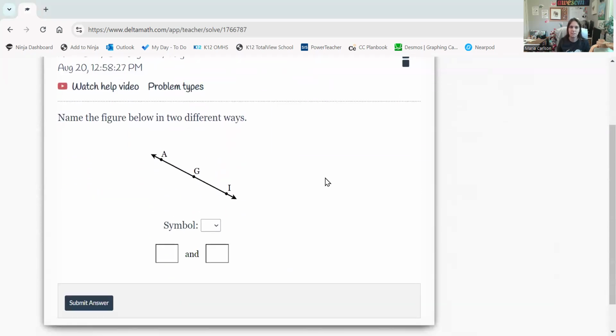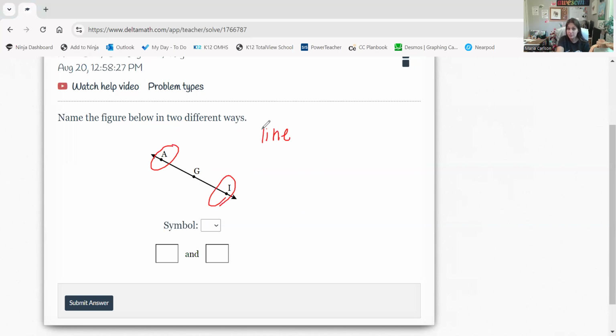All right, let's name this figure. So this figure, I noticed, does not have endpoints actually on either end. We just have arrows on both ends, which tells me that this is a line. And lines are nice because they can be named using any 2 points on the line. So I am just going to pick 2 points. I could do A and G. I'm going to do A and I.